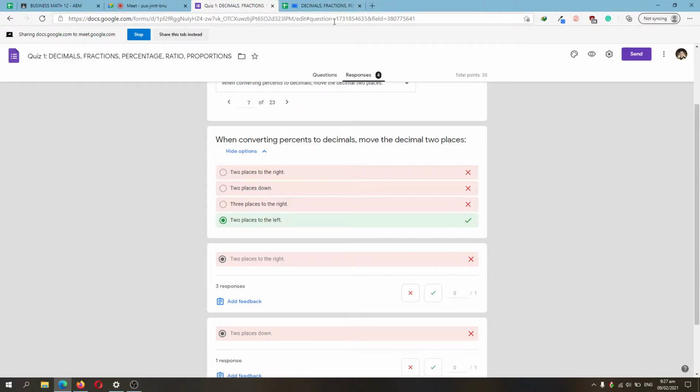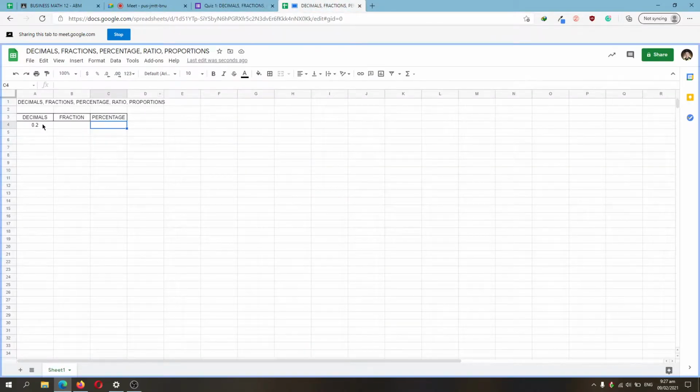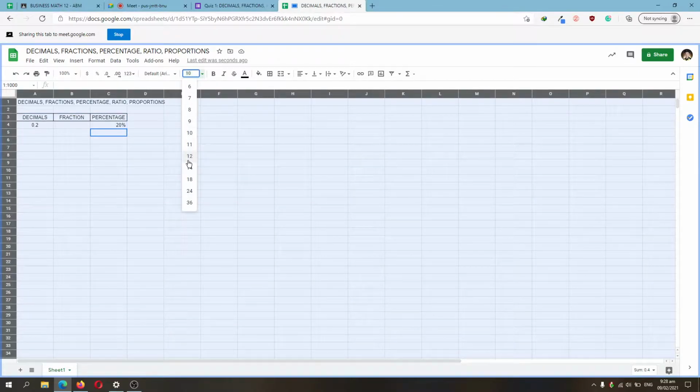Ayan. So, ano nakalagay dito? When converting percents to decimal. Ayan. So, decimal to percentage, pupunta tayo ng right. So, magiging 2 places, diba? From 0.2, magiging siyang 2 decimal place. So, magiging siyang 20%. So, move siya ng dalawang decimal place. Palakihin natin.